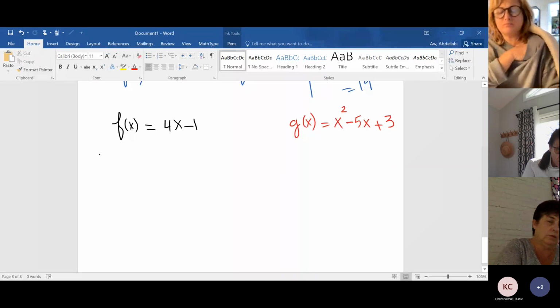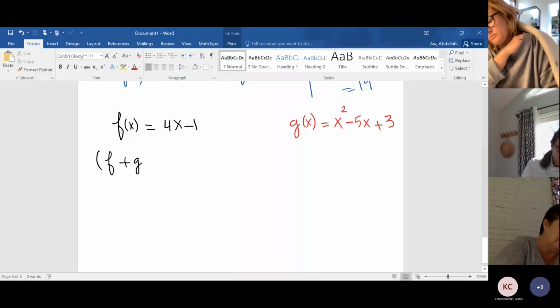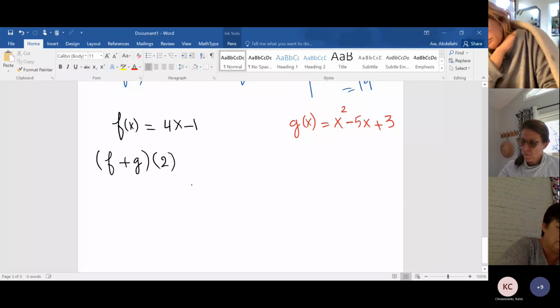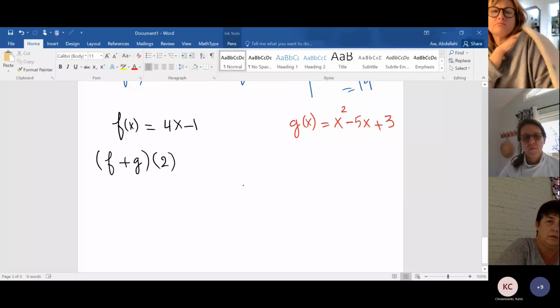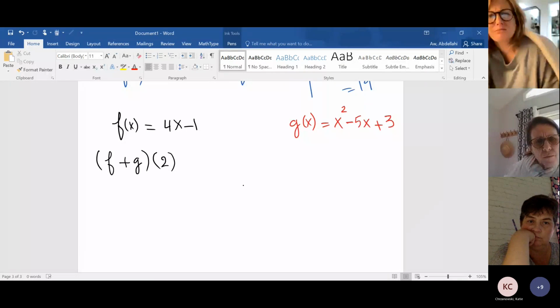If I ask you in the test, what is f plus g of 2? Somebody, describe for me what you're going to do before we do it together. Would it be f of 2 plus g of 2? Exactly. So f of 2 plus g of 2.